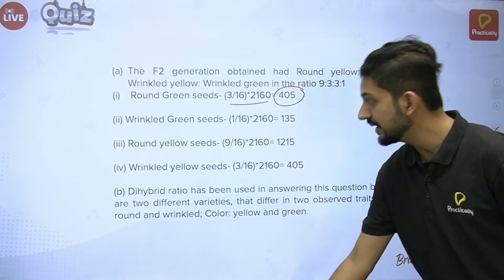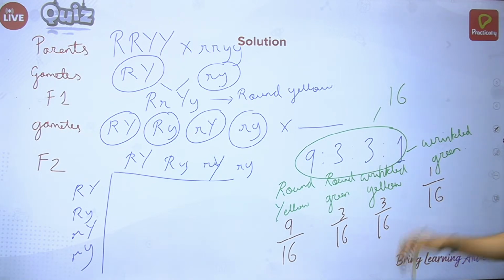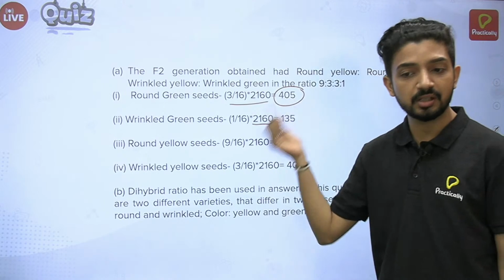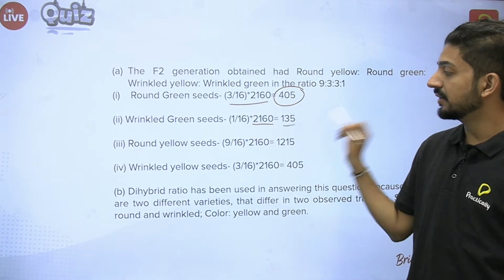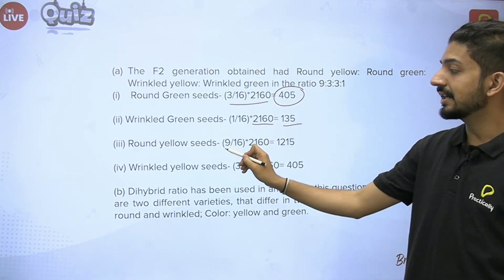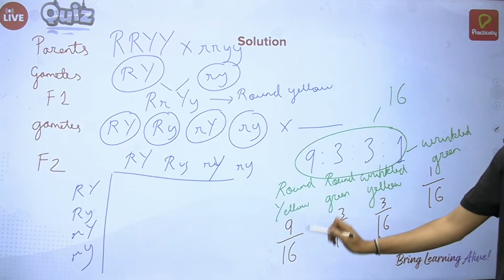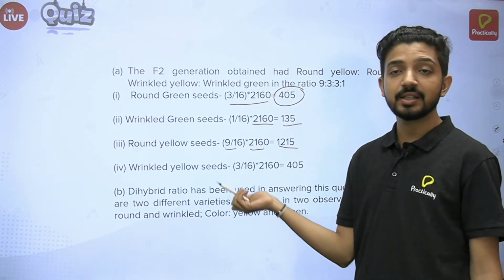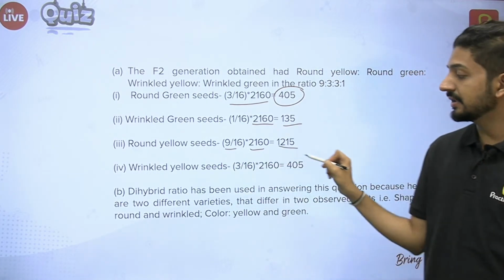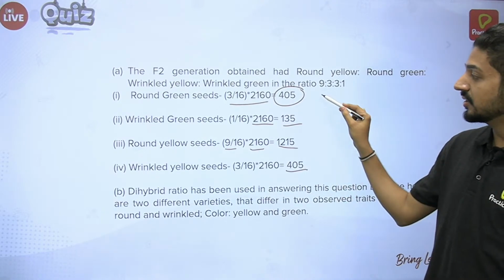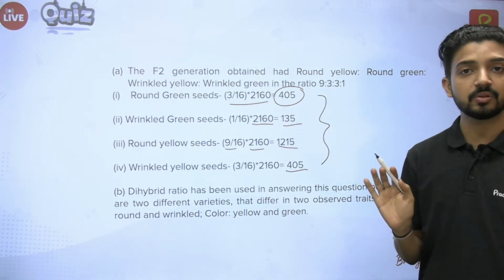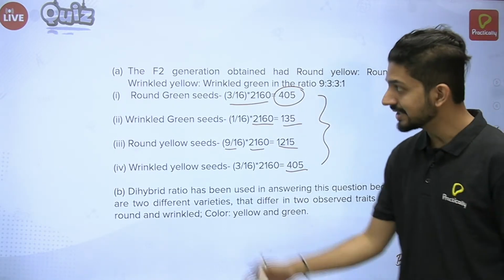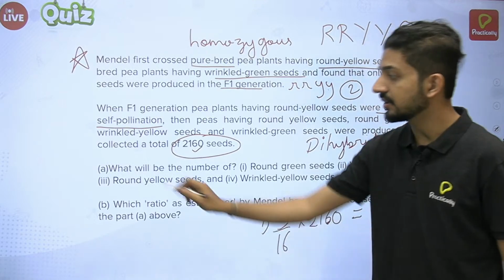Similarly, wrinkled green seeds, we had seen, is 1 out of 16. So, just multiply the total number of seeds, 2160, which is given in the question, by 1 by 16, you will get 135. Round yellow seeds are 9 out of 16, as we had seen here, multiplied by the total number of seeds, that is 1215, and finally wrinkled yellow seeds are also 3 by 16, that is 405. So in a very easy way, by simple mathematical calculation, you can get the total number of seeds of whatever is mentioned in the question. Okay, so this answers the A part of the question.